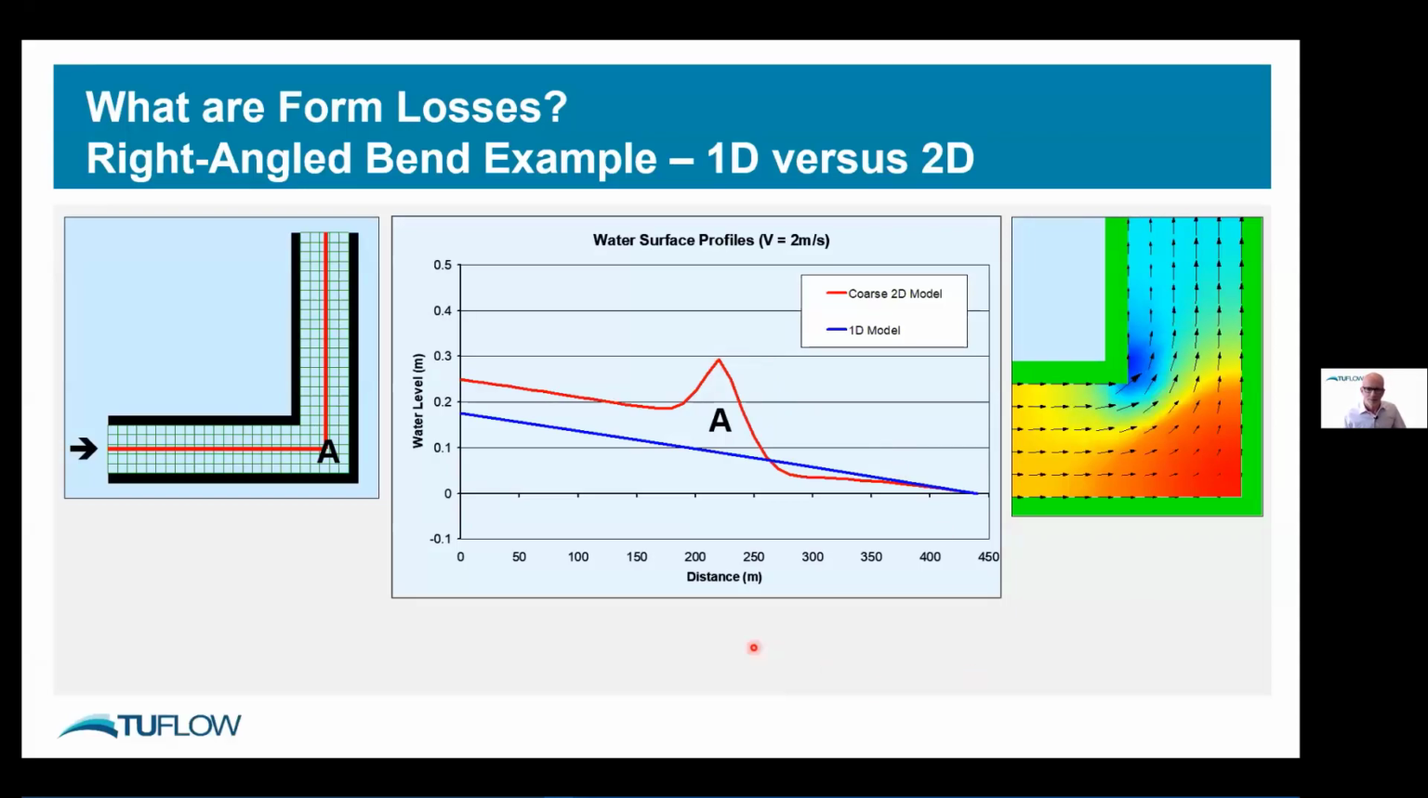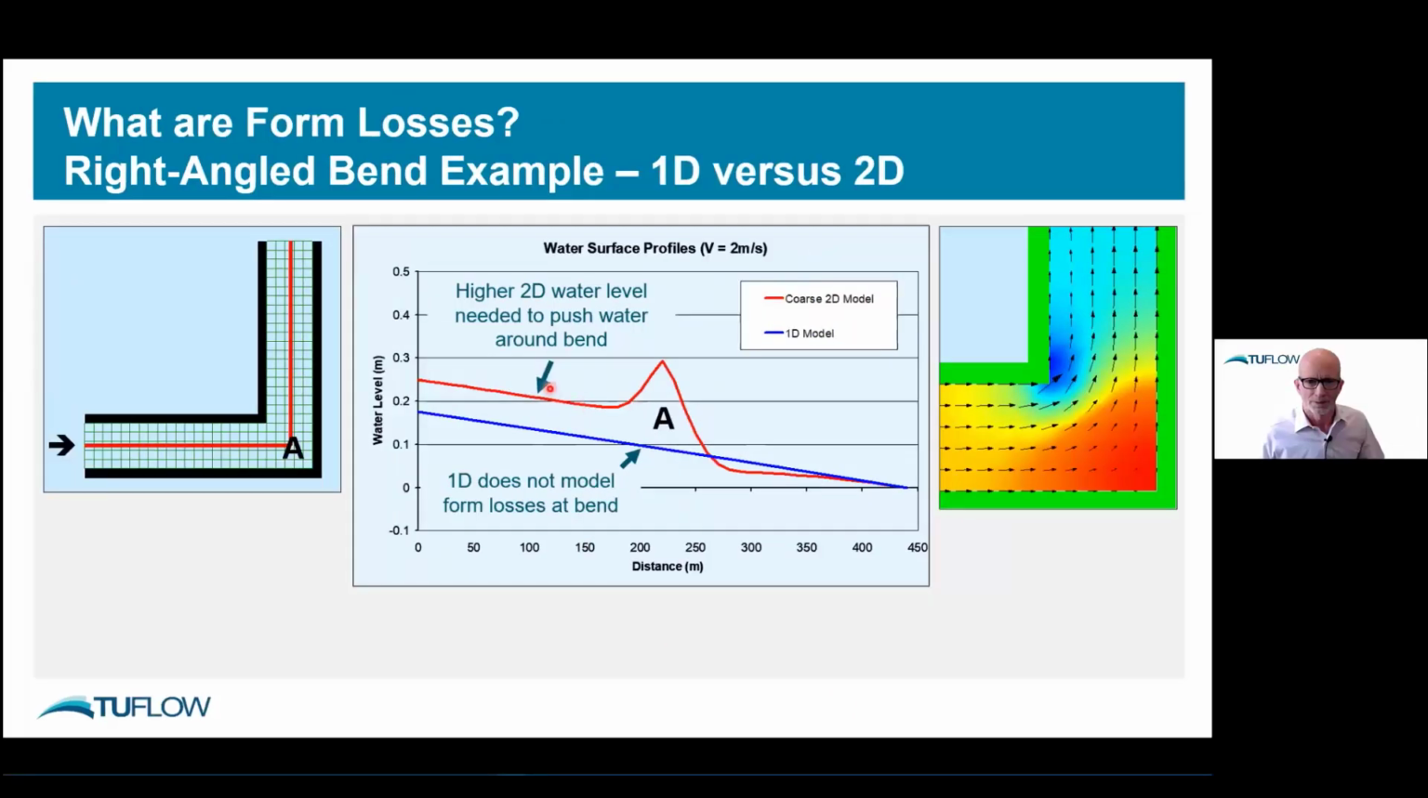So what you're seeing here is that the 1D model doesn't model the form losses at a bend because it doesn't know it's there. But the full 2D equations can model the form losses around a bend, and consequently, you need a higher water level on the upstream side to push the water through. That's why you see a higher water level coming out of the 2D model, because it needs more energy to push it around that bend. Now, clearly, the 2D one will be closer to the right answer than the 1D in this case.